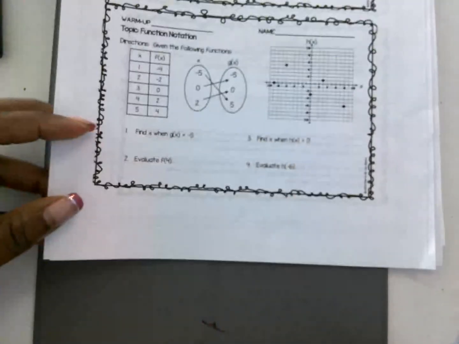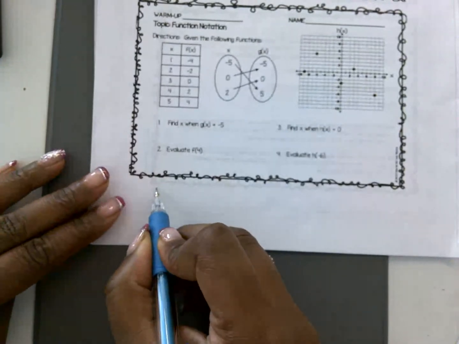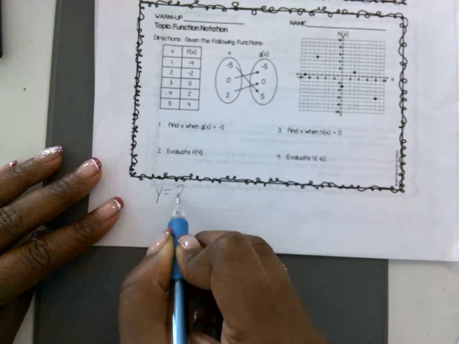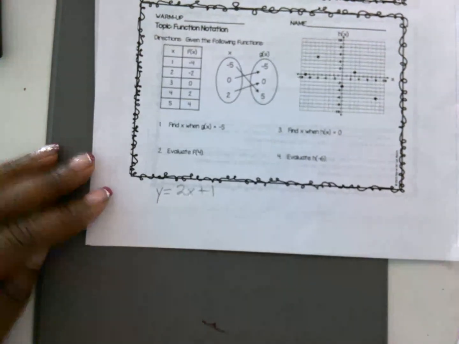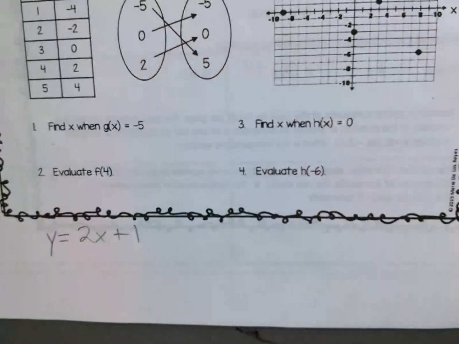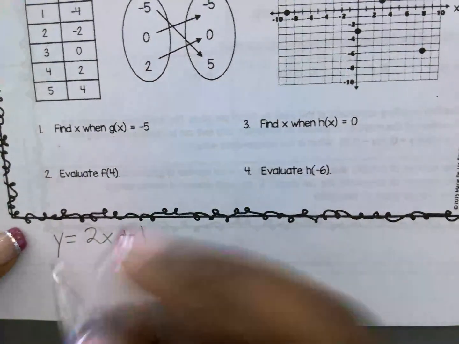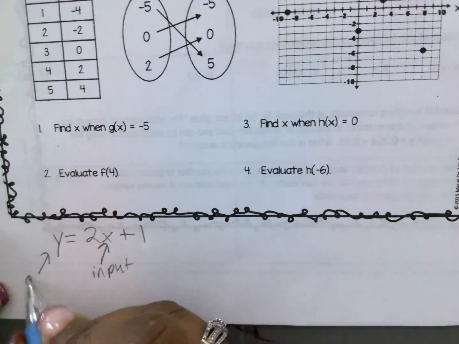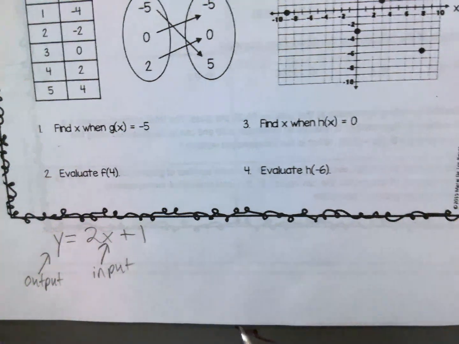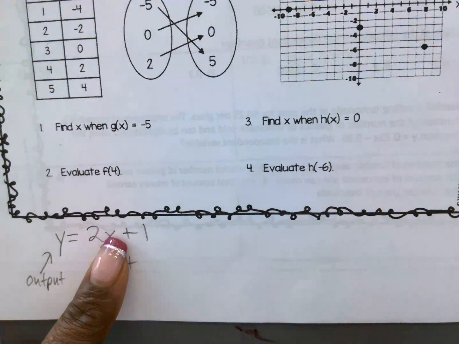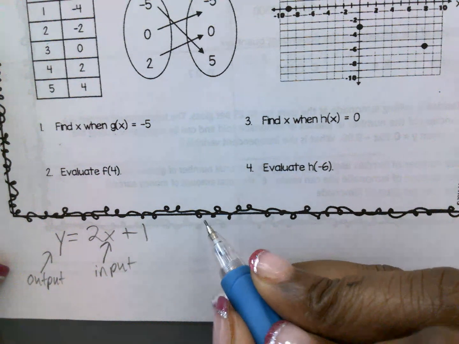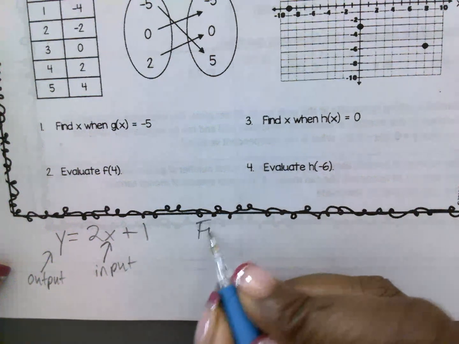When a function is written in function notation, this is what it means. A regular equation is written in this way, and please write this on the bottom: y is equal to 2x plus 1. I'm going to zoom in a little bit so you can see it. Your input is the x, your output is going to be the y. What that means is that I substitute a number in for x and I get an output value for y.